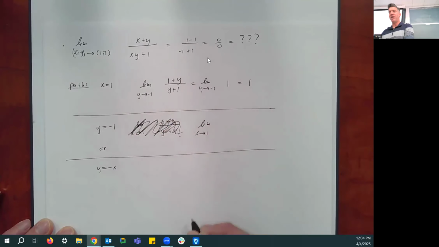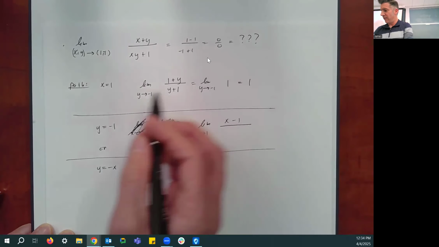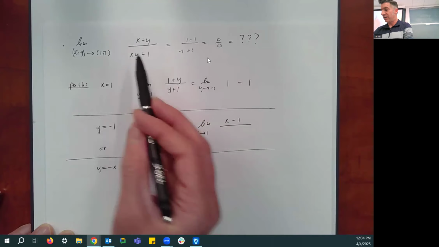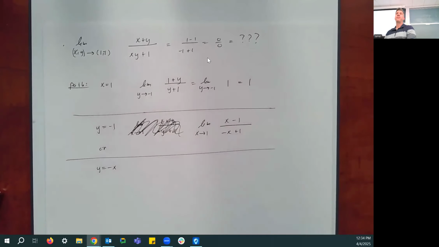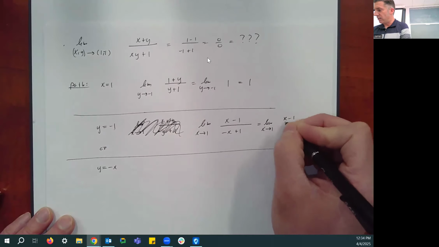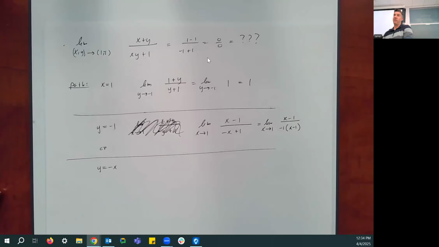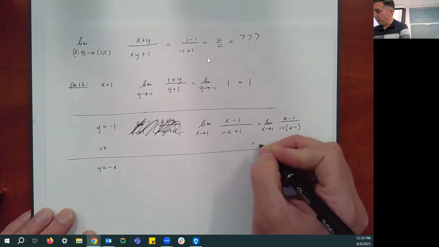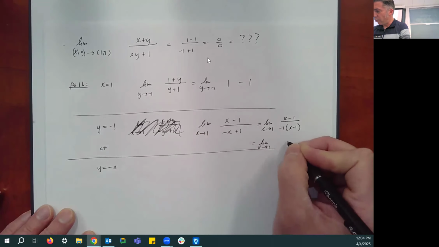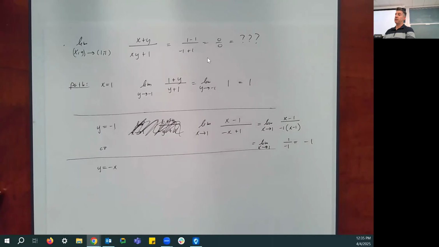The limit as x approaches 1 of, what should I be writing on top here? x minus 1. I was looking at 1 for x for some reason. And if y is negative 1, we have negative 1 times x, so negative x plus 1. And that actually also simplifies. We can write this as the limit as x approaches 1 of x minus 1 divided by negative 1 times x minus 1. The x minus 1s divide to 1. So we're left with the limit as x approaches 1 of 1 over negative 1, which is just negative 1. They're not the same. The limit doesn't exist.